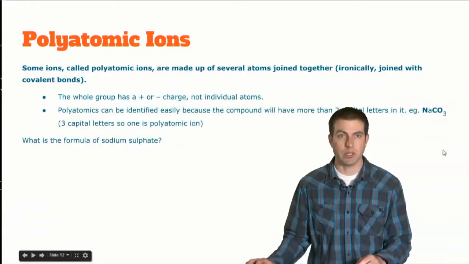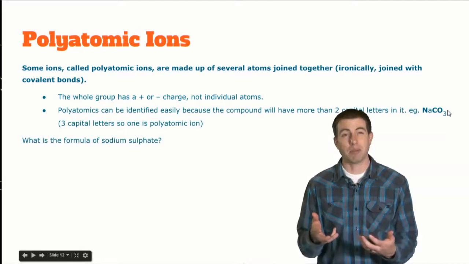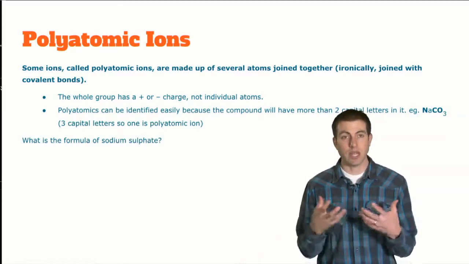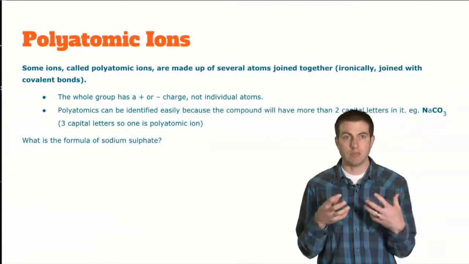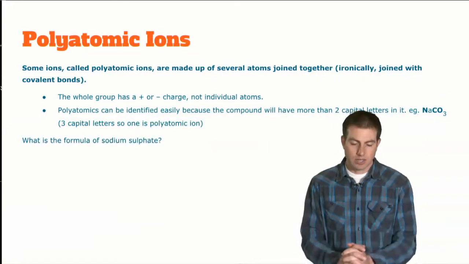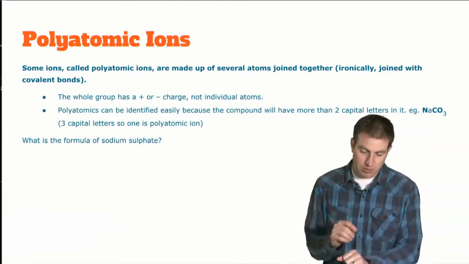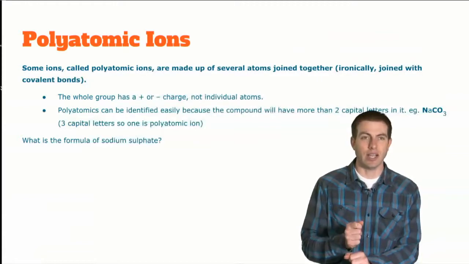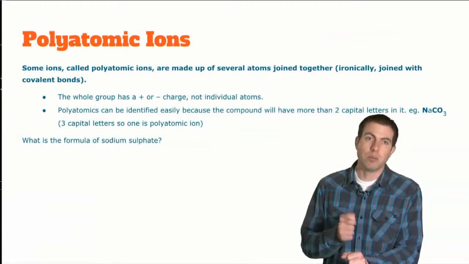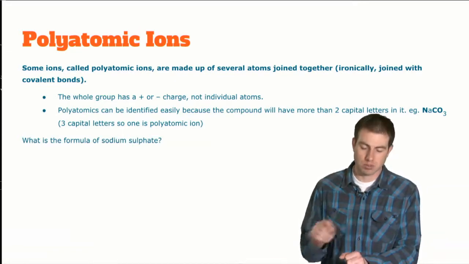CO3, so the example here is CO3, the C and the O are both capital letters. They're together, and this group CO3 kind of lives life as a group. The C and 3 O's, they live together, and they have an overall charge. So these are what we call polyatomics. So polyatomics can be easily identified because as soon as you run into something with a polyatomic ion in it, you're going to see at least 3 capital letters, possibly more.